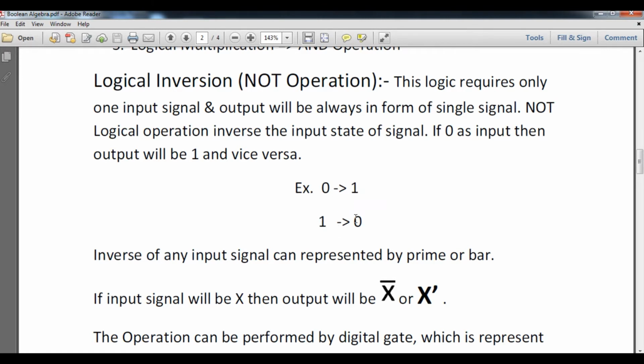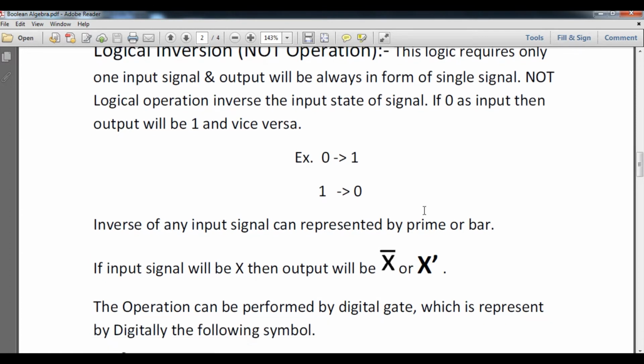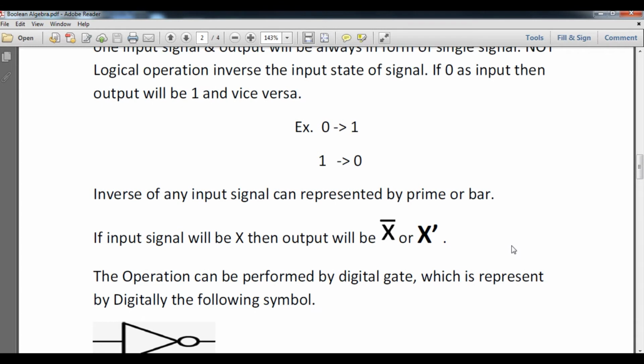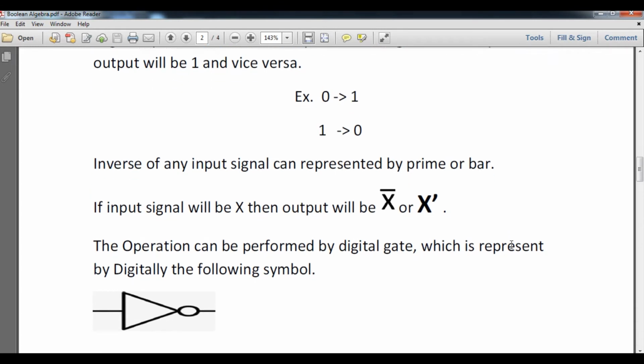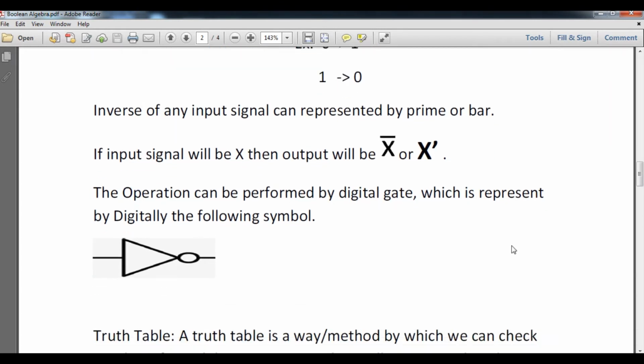If the input signal is 1, then the output signal will be 0. So the inverse of any input signal can be represented by a prime or a bar. Here are two symbols you can see. If the input signal is X, then the output will be X bar or X prime. This can be represented by X with a bar over it, or X along with a single inverted comma, which is considered a prime.